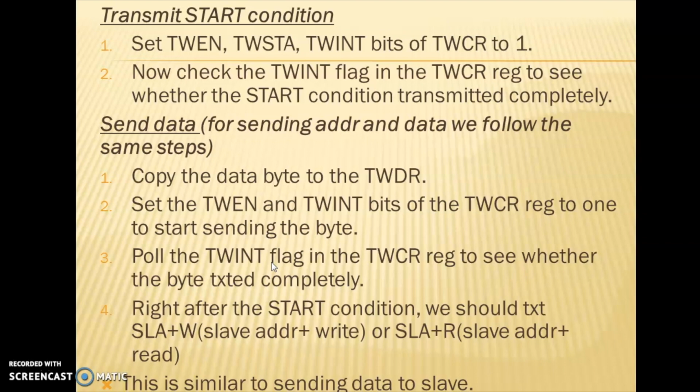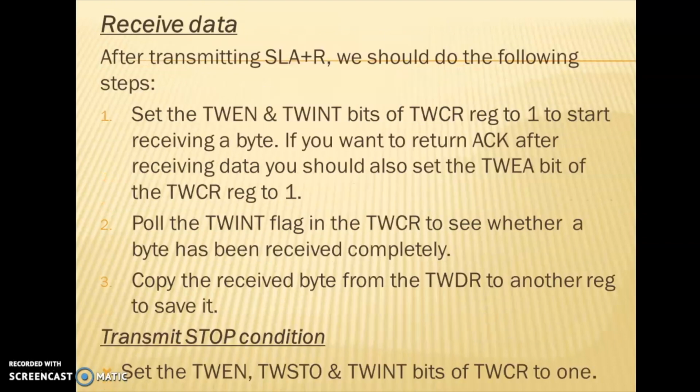Then after the transmission is complete, we send the stop condition. We come to this stop condition. To send the stop condition, we set the TWEN, TWSTO and TWINT bits of TWCR to 1. So this is how we transmit a data to the slave.